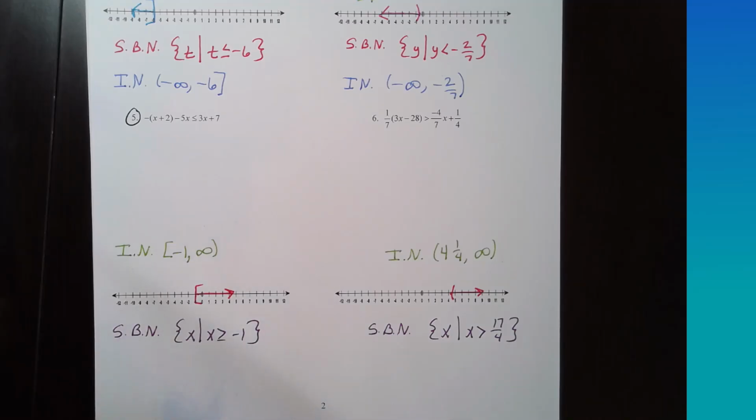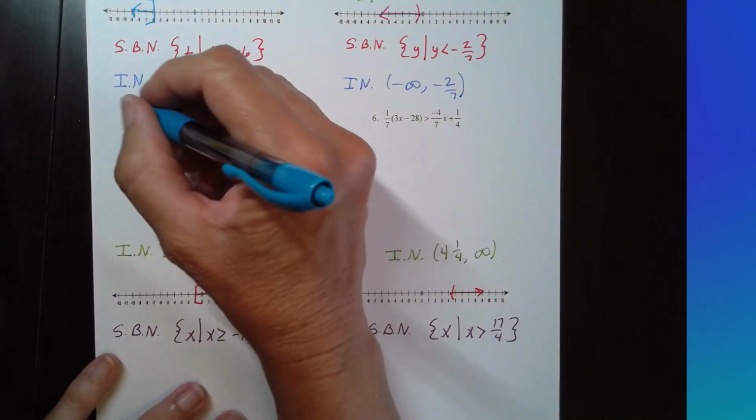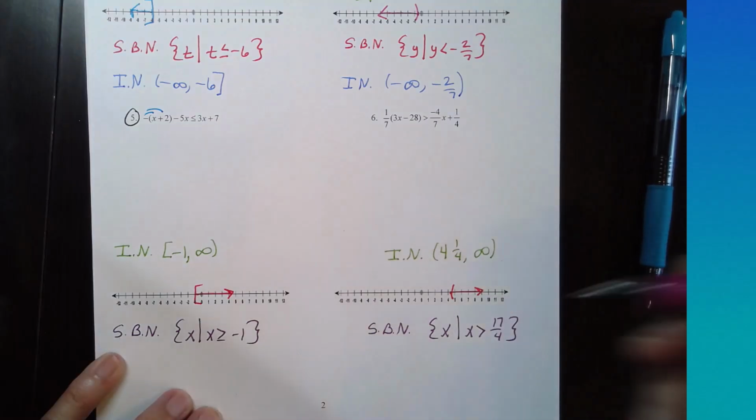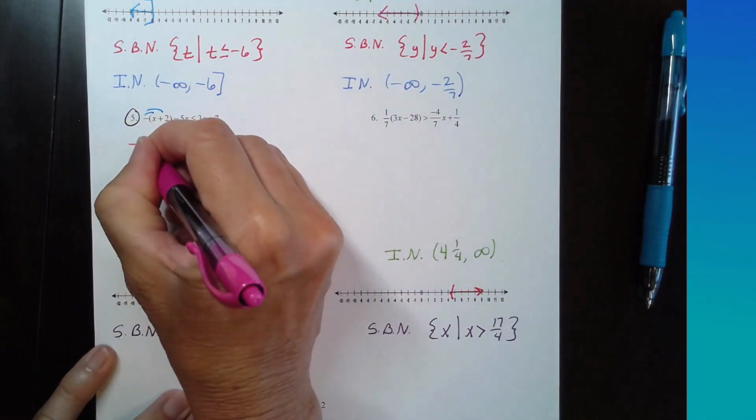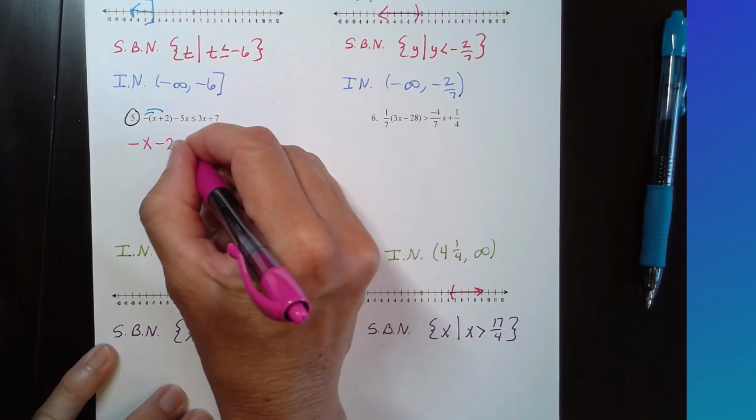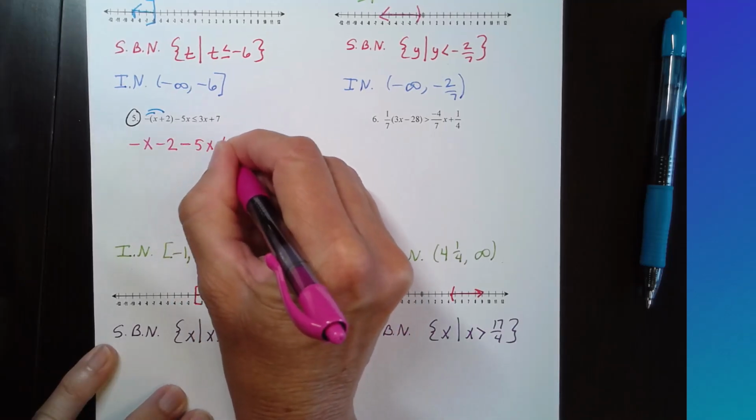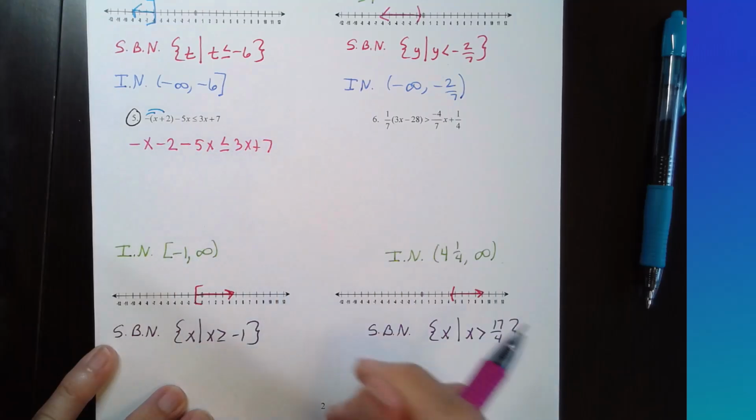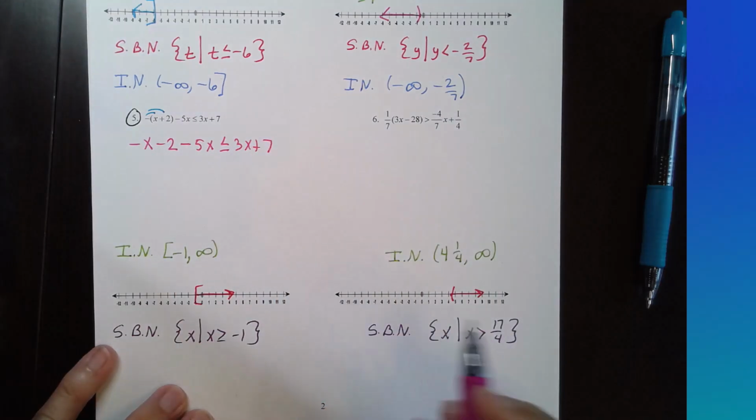We have negative parentheses x plus 2, close the parentheses, minus 5x is less than or equal to 3x plus 7. First thing you want to do is get rid of parentheses by distributing your negative. So when you do so, negative 1 times x is negative x, negative 1 times 2 is negative 2. So negative x minus 2 minus 5x is less than or equal to 3x plus 7. And then combine your like terms and go from there.